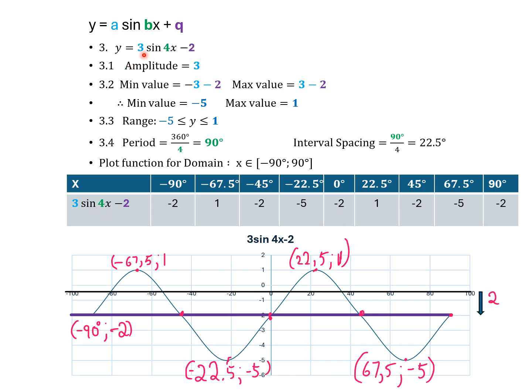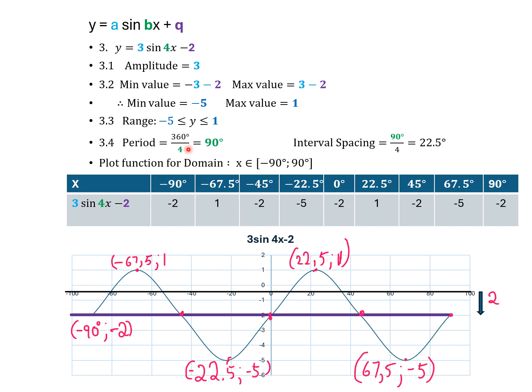Y equals 3 sine 4x minus 2. So from this, my amplitude should be 3. That was written in front there. My minimum value, the smallest it will go to, with amplitude 3, is minus 3. But I'm shifting it 2 units down, so minus 3 minus 2. Maximum value would be 3, but I'm shifting it 2 units down, so 3 minus 2. That gives me a minimum value of negative 5, minus 3 minus 2 is negative 5. Now maximum value of 3 minus 2, which is 1. So my range goes from 1 to negative 5.